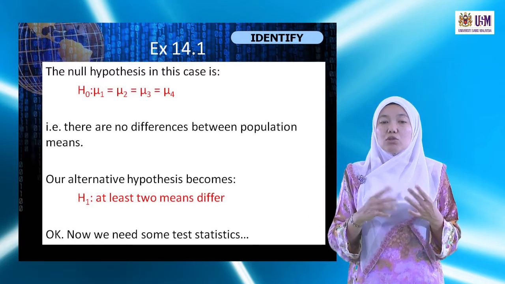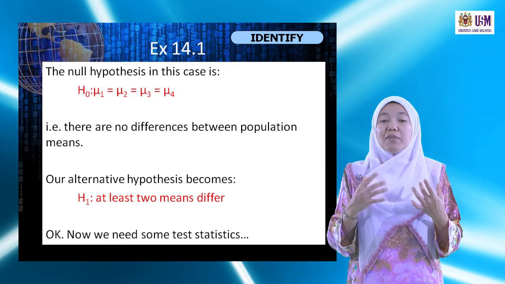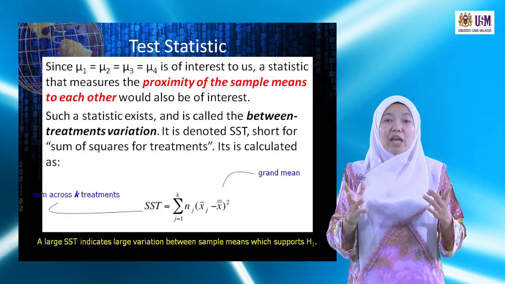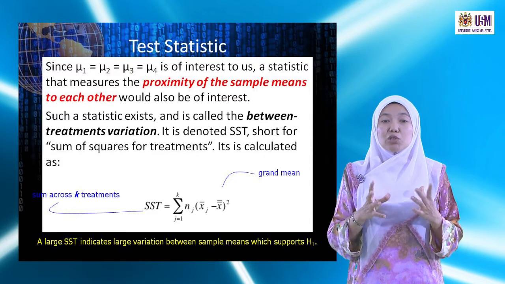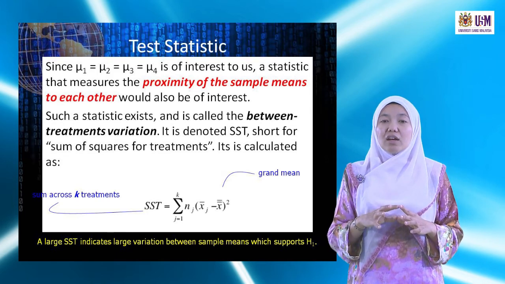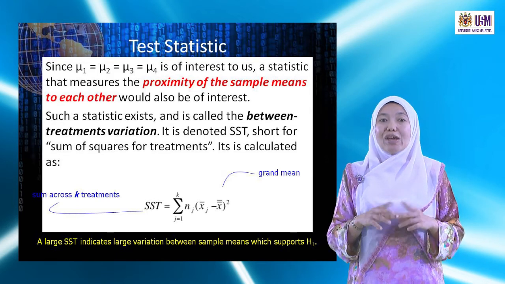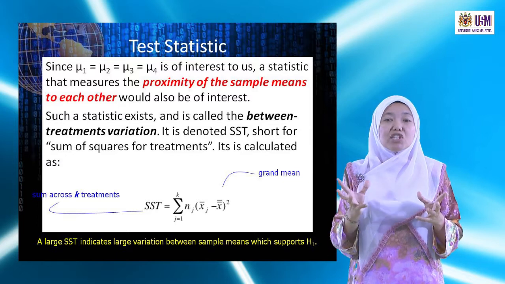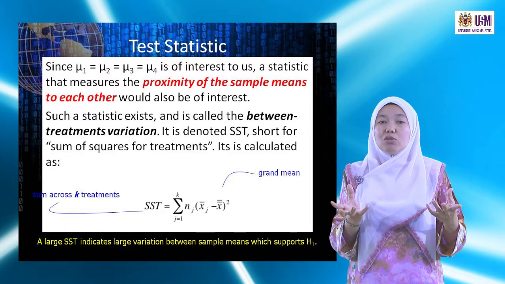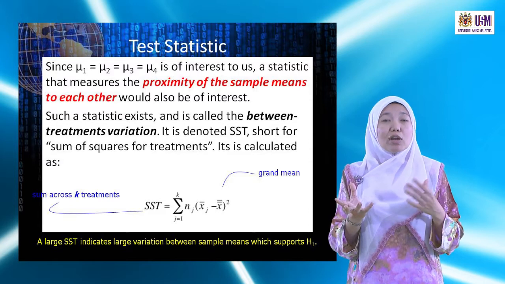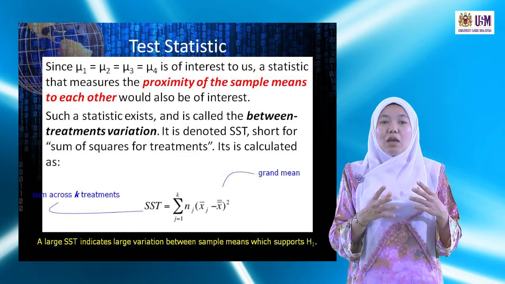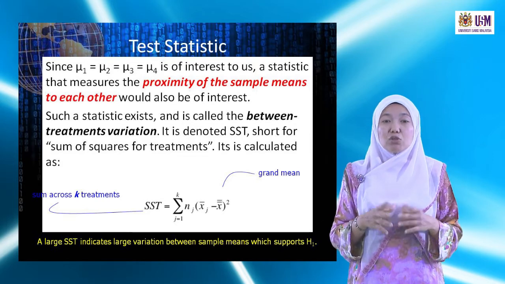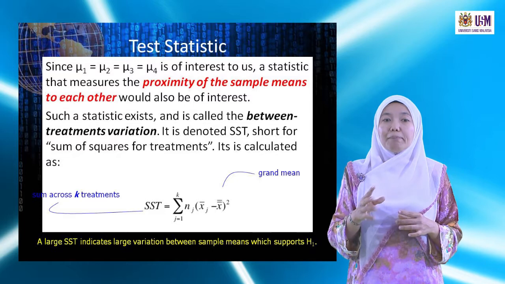Because of that, you need to go to step 3, where you need some test statistic. In step 3, you calculate the test statistic, knowing that mu 1 equals mu 2 equals mu 3 equals mu 4 is the statistic of interest to you. So you need a statistic that measures the proximity of the sample means. Remember, mu is the population mean, so what you have is data for the sample mean x bar. You're going to measure the proximity of the sample means to each other. That would be your main interest.